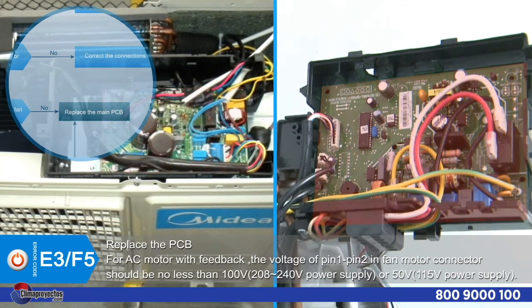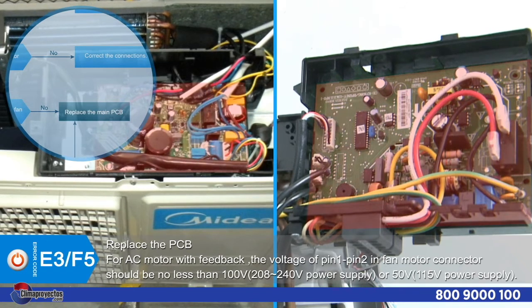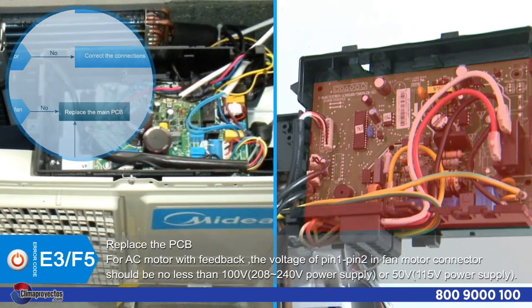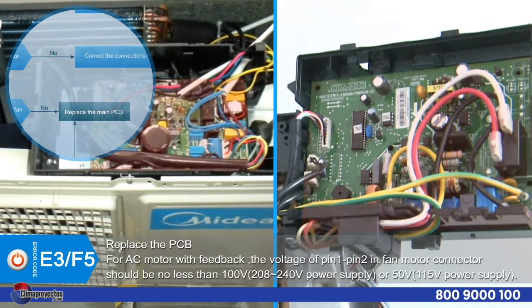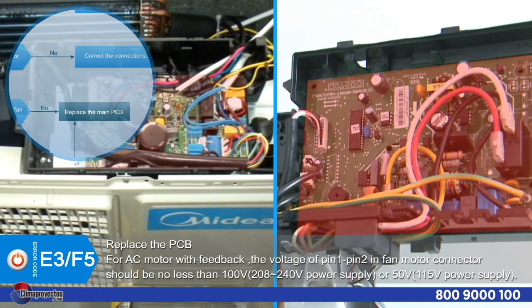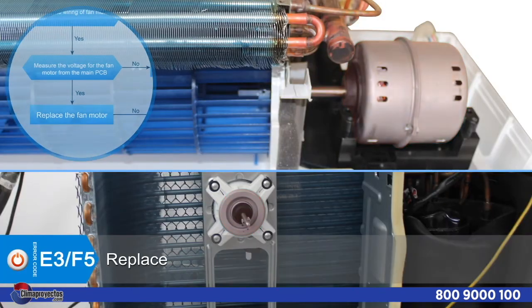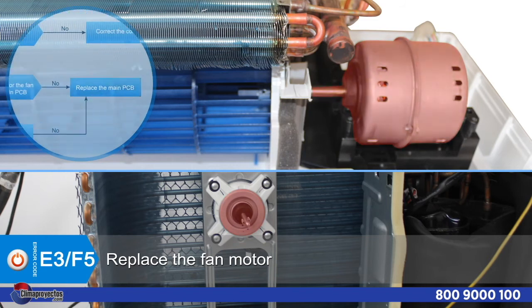If the value of the voltage is lower than 100 volts for a 208 to 240 volts power supply, or 50 volts for a 115 volts power supply, the PCB must have problems and needs to be replaced. If the value of the voltage is normal, the fan motor needs to be replaced. If the error still exists, replace the main PCB.